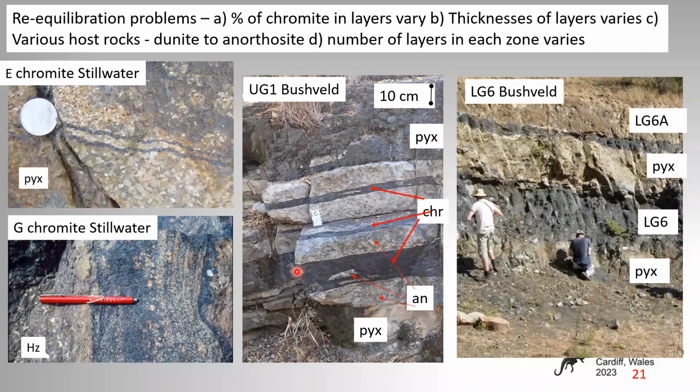Of course, for re-equilibration, we've got a lot of things to think about. We've got these very thin seams like the E seam at Stillwater. Are they reactional? Or at the Marinsky, the G chromite is nice, thick, a much thicker seam, but the host is harzburgite against pyroxenite. Of course, we know there's lots of anorthosite in the case of the UG1 of the Bushveld, but the LG6 is in pyroxenite. So we've got lots of different rock types, the proportion of chromite to silicates varies, and the silicate enclosing the chromite varies. So there's quite a lot of things to think about here.